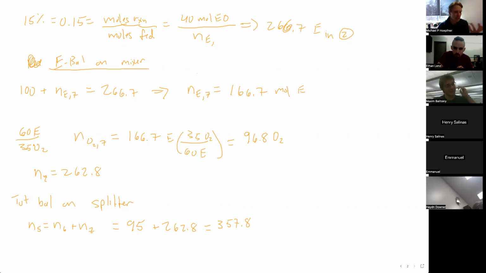Okay. In my solutions, I did it for just the ethylene to figure this fraction purged out. So that's a little bit different. So then the fraction purged is going to be N7 over N5, right? N5 is the total amount sent to the splitter. N7 is how much is being purged.